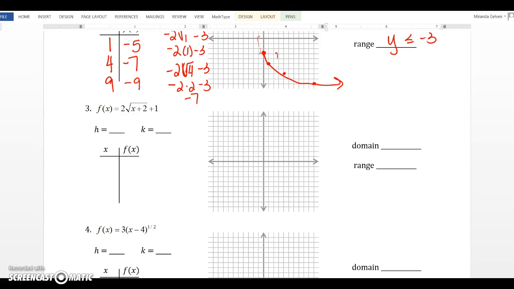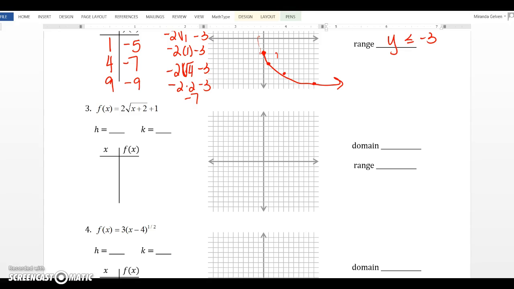Okay, so on to number 3. What I would like you to do with 3 is I want you to try this one on your own. So go ahead and pause the video, do everything that you can on your own, and then come back and see how well you match up with me. So you should be paused.